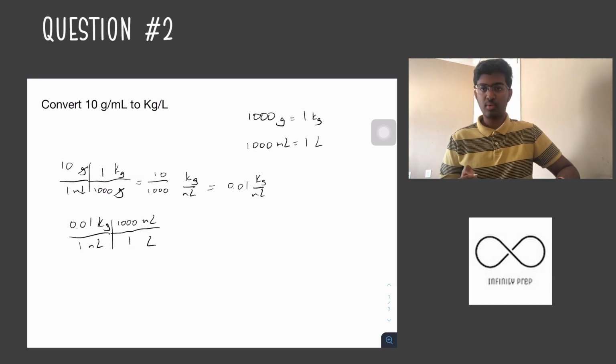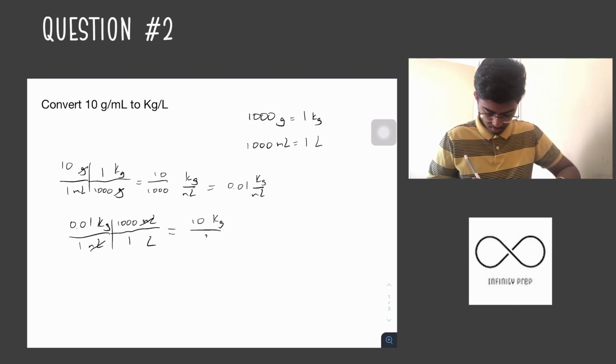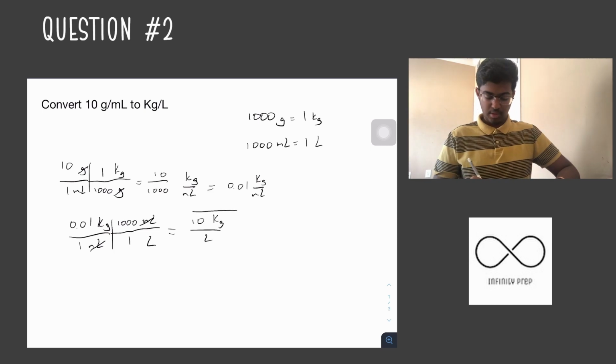Liters on the bottom because we need kilograms per liter. 1,000 milliliters is equal to 1 liter. And when we solve this, the milliliters cancel out and we get 0.01 times 1,000, which is equal to 10 kilograms per liter. And that's our final answer.